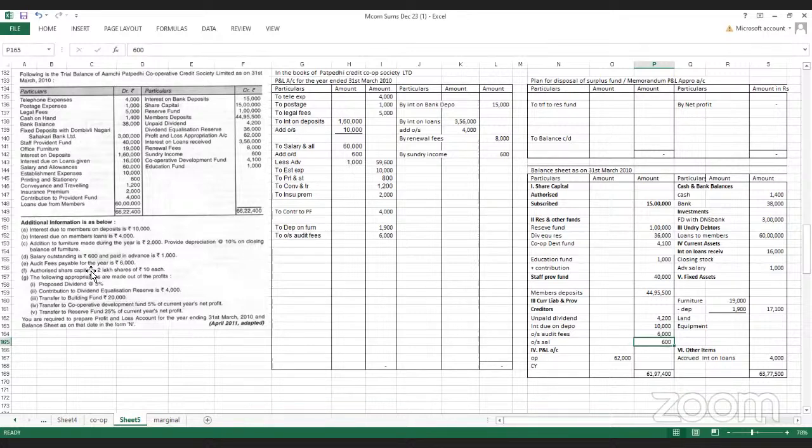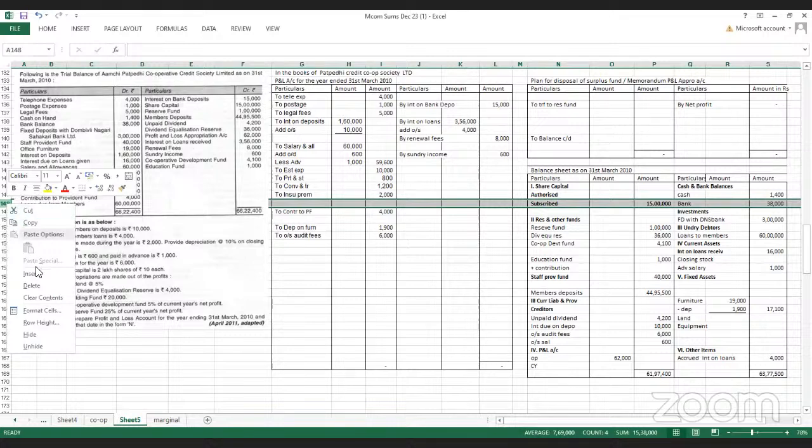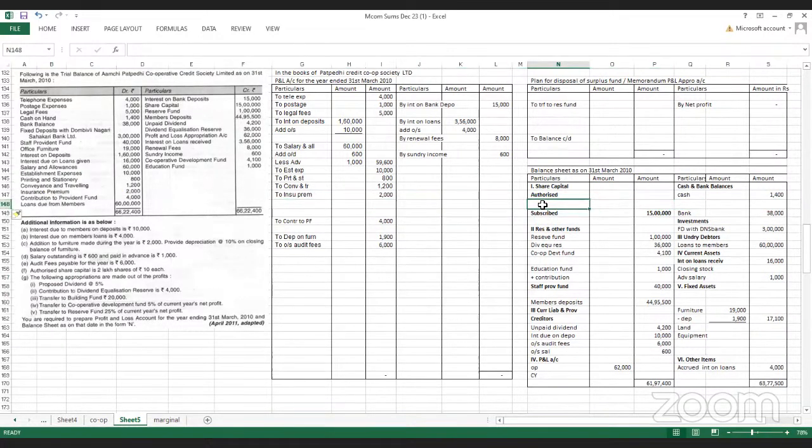Next, authorized share capital is 2 lakh shares of 10 each. So under authorized, we'll write 2 lakh shares of 10 each, right? So 20 lakhs. And we have to double underline this because it won't come in your total. Okay, it goes in the outer column. This is not an adjustment. It is not affecting any value. So we need not give two effects for this.